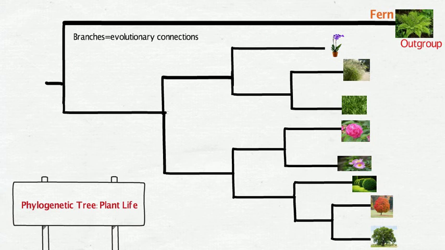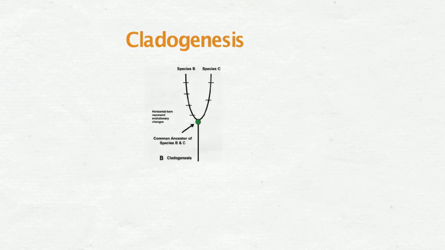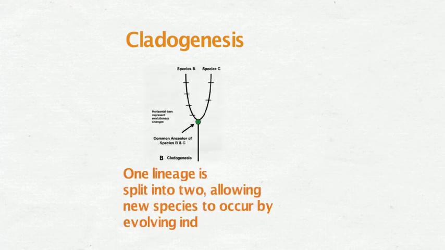Branches show the evolutionary connections between organisms. The circles where the branches split on the phylogenetic tree are internal nodes, which illustrates a common ancestor between the OTUs before divergence occurred. These nodes demonstrate a type of evolution called cladogenesis, which is where one lineage is split into two and allows a new species to occur by evolving independently from one another.